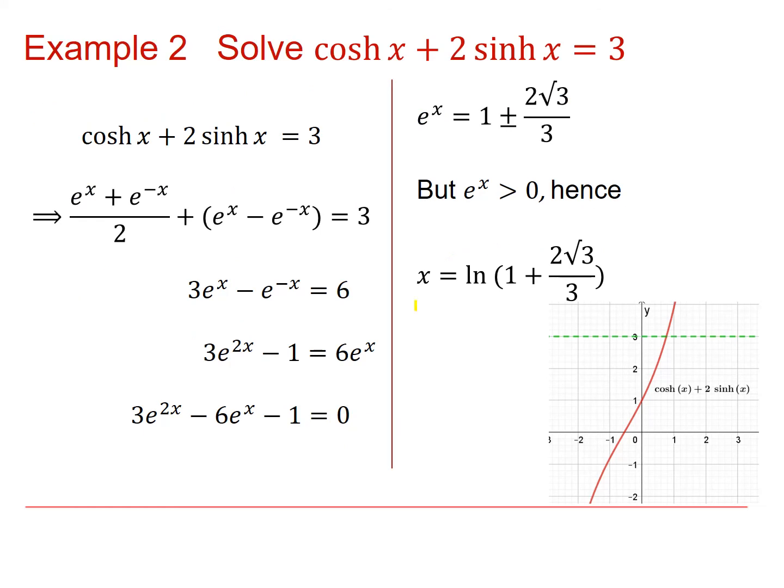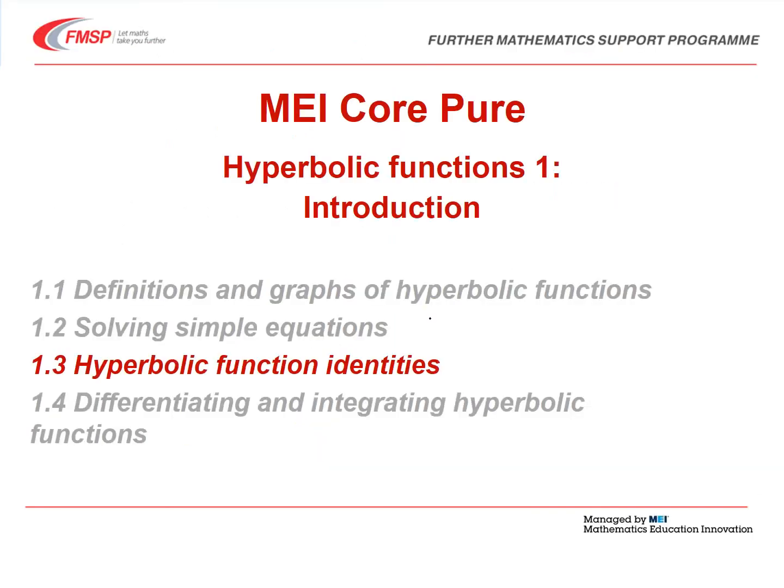Again, there's the algebra worked through down to our quadratic, and there's the single solution because e to the x has to be greater than 0. And on the graph you can see there's only one point of intersection, and hence only the one solution. The next video in this sequence is 1.3 hyperbolic function identities.